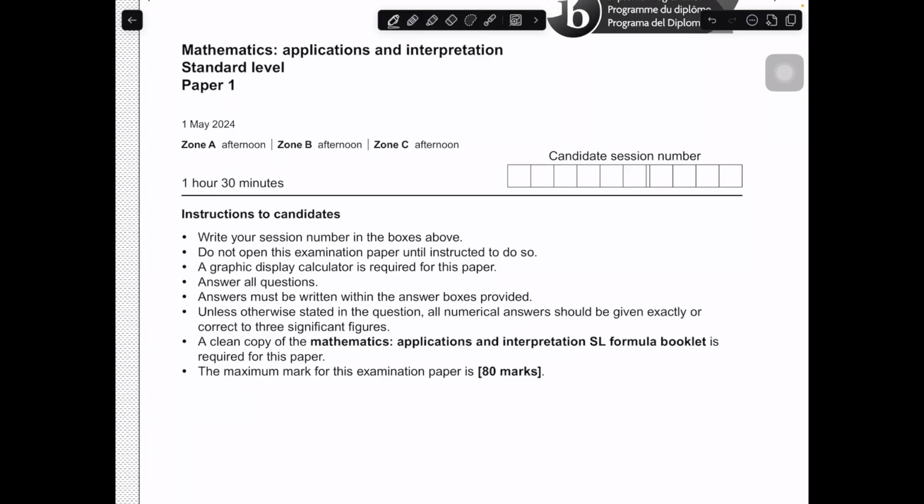Hello everybody, welcome. This is paper 1 from May 2024 and this is time zone 2. Let's have a look and see what we can do.